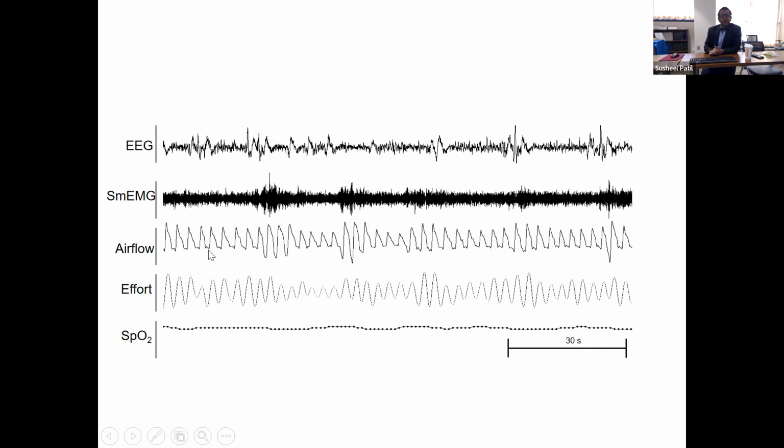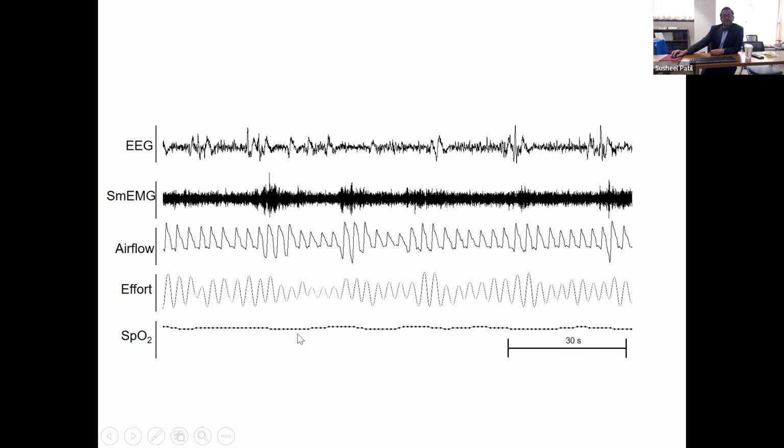I'm also making it more confusing because inspiration is down in this example and expiration is up. But that said, what you do see here is flattening of the inspiratory waveform, okay? So there's not an absence of airflow, so it's not an apnea, it's a hypopnea. There's flattening of the inspiratory waveform, so that makes me increasingly confident there's obstruction, as opposed to this being a central hypopnea occurring.